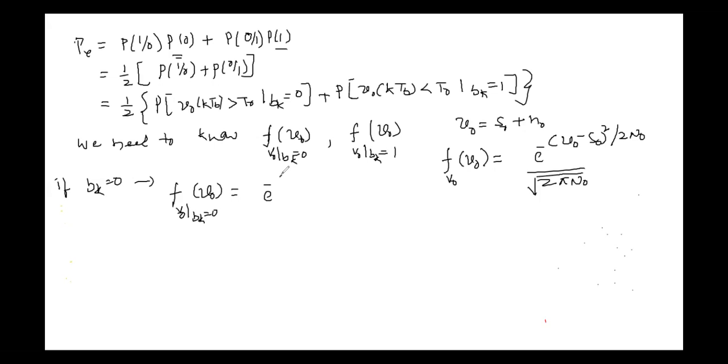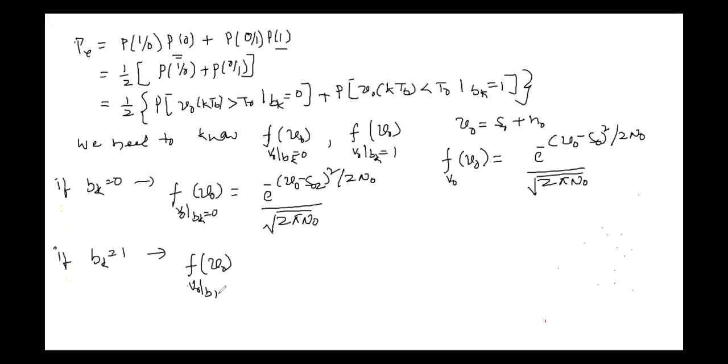So e power minus (V0 minus S02) whole square divided by N0, divided by 2 pi N0 under root. In a similar fashion, you can write for bk equal to 1. Bk equal to 1 means the corresponding probability density function of V0 when bk equal to 1 equals e power minus (V0 minus S01) whole square by 2N0, divided by 2 pi N0.